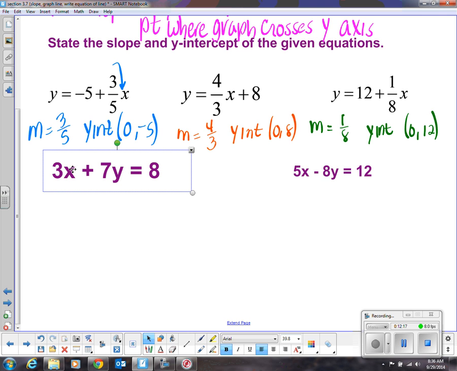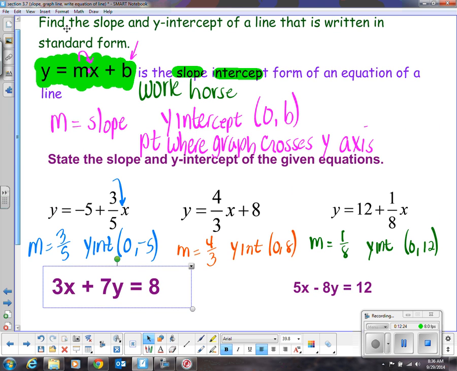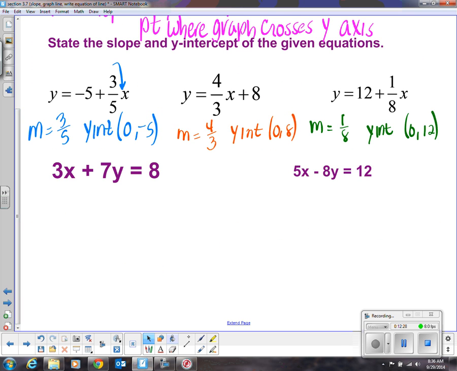So if I want to take this equation and find its slope and y-intercept, we must get it into slope-intercept form. In other words, we've got to get y by itself. So in order to do this, we want to get y by itself.